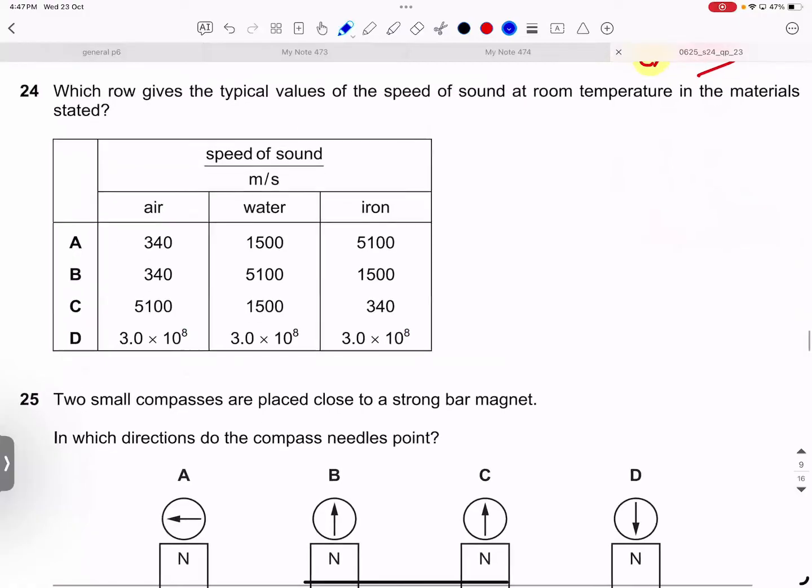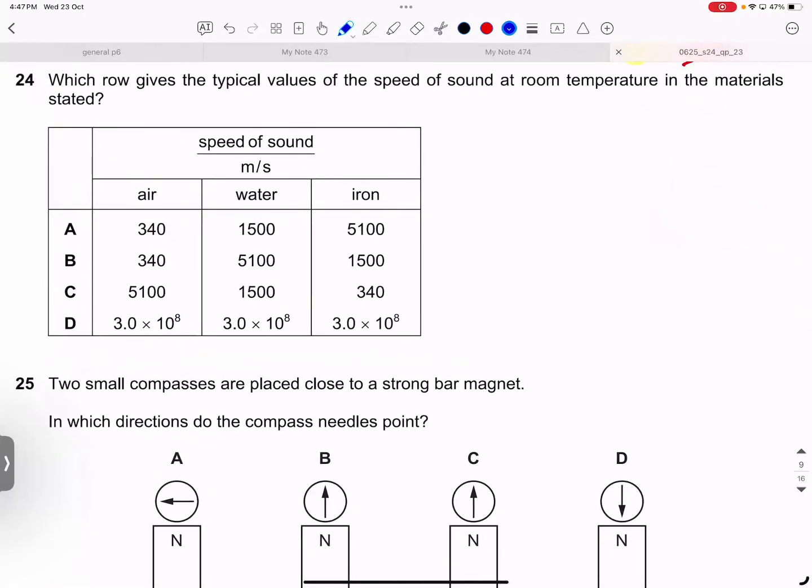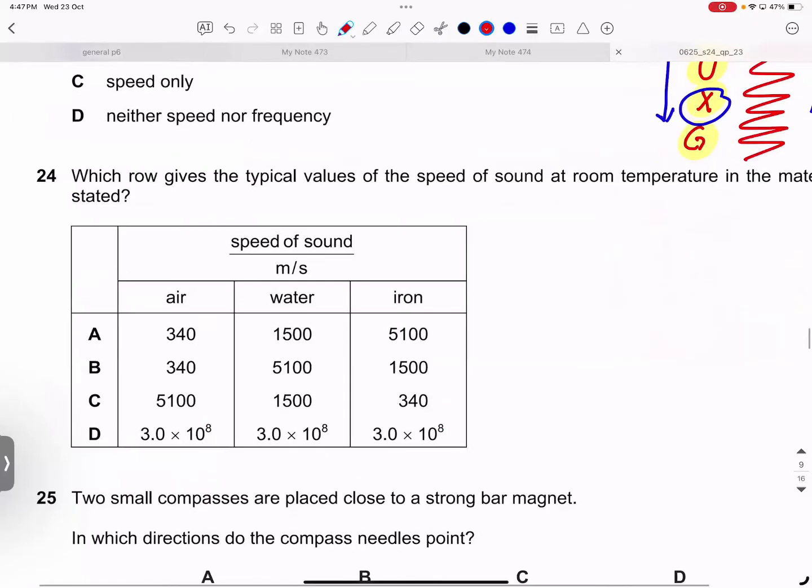Question number 24. Which row gives the typical values of speed of sound at room temperature? We already have a bit of an idea. Typical speed in air, 330 to 340. In water, 1,500. In iron, iron is metal, more than or equal to 3,000. So air, 340. Water, 1,500. Iron, 5,100. Option is A.